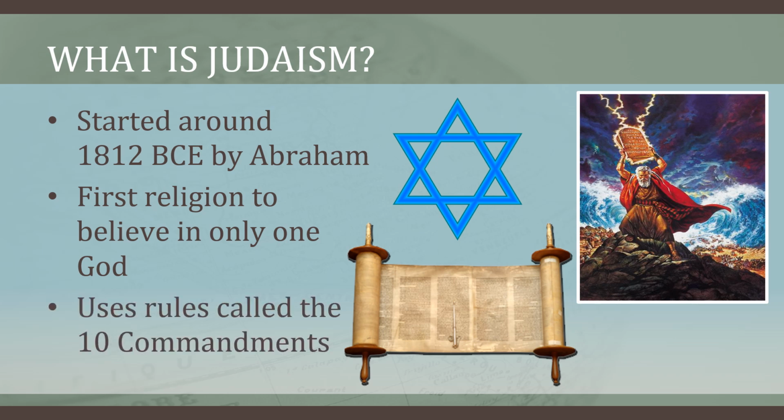It uses rules that are called the 10 Commandments. The holy book for Judaism is called the Torah. Now, those two words, holy book, often get replaced with Bible. So some people would say that this is the Jewish Bible. That's not correct. They are holy books, okay? They're not Bibles. It's not the Jewish Bible, Christian Bible, Islamic Bible. They're holy books, okay? Torah is the name of that book.